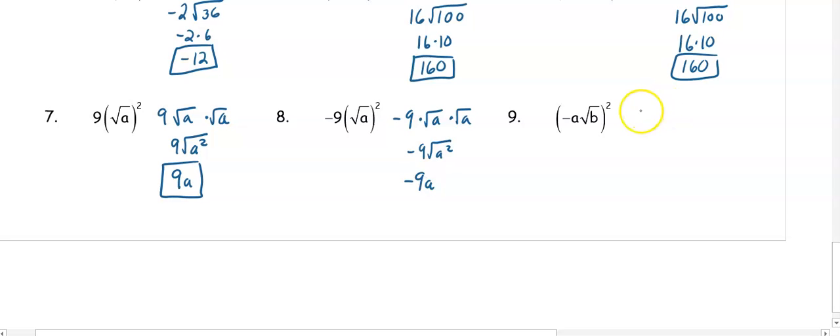And our last one, then, we have negative a root b times negative a root b. Negative a times negative a gets us a squared. Under the square root, we have b squared. When we take the square root of b squared, though, half of that is just 1, so we'd have a squared b.